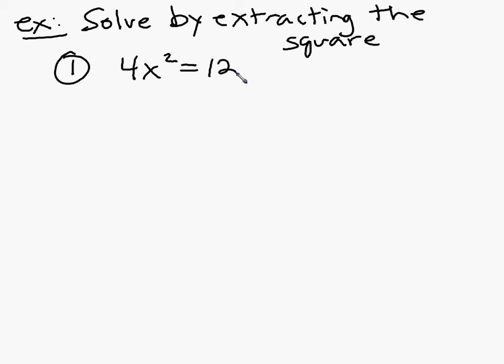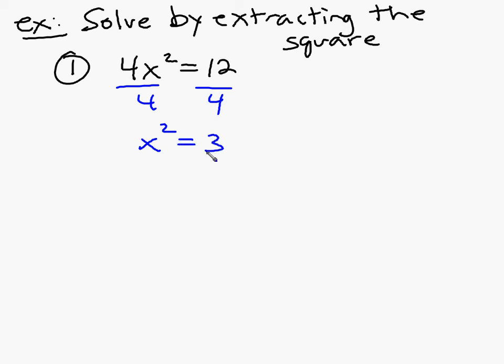Now right away, one of the things I want you to notice is that there's not three terms. Even if I were to try to subtract 12 from both sides, I would have a middle term missing. So part of the deal is knowing when I should use this extracting the square. This is going to be a good chance for us to do that, because watch. All I need to do on this problem is divide both sides by 4, and I have x squared equals 3.